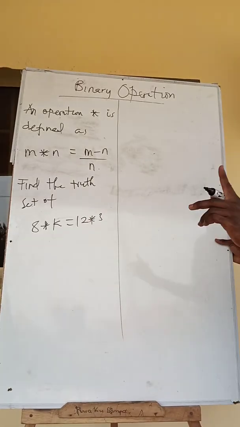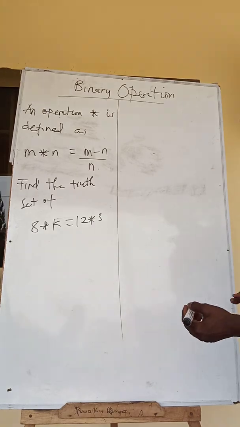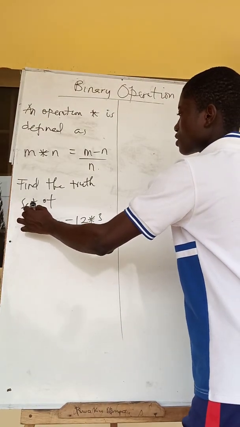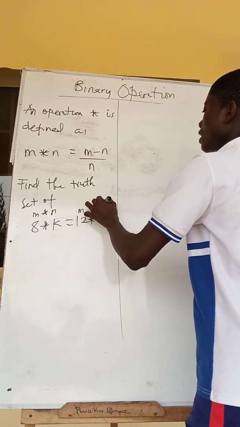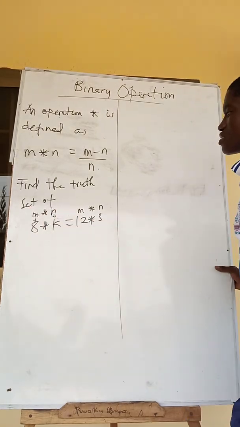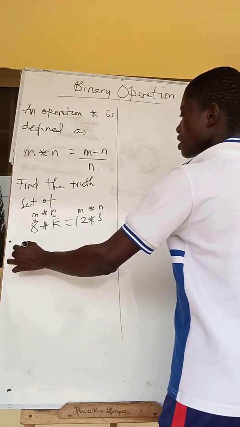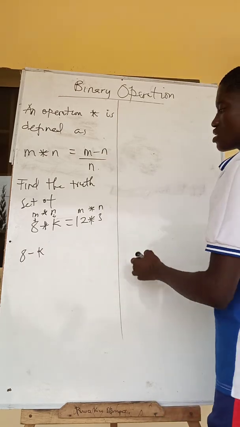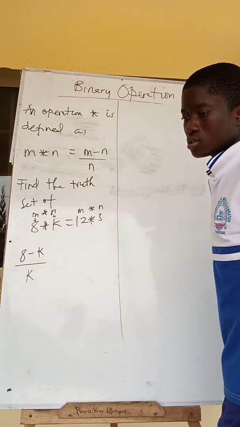There are two ways to tackle this question. You can do it together or you can do it separately. But I would like us to do it together. So 8 star k, that is m star n. Here our m is 8 and our n is representing k. So it is m minus n over n, where n is k. Do you get it?